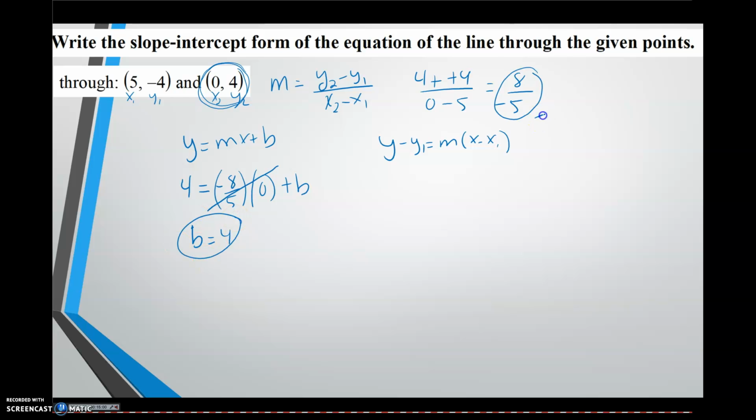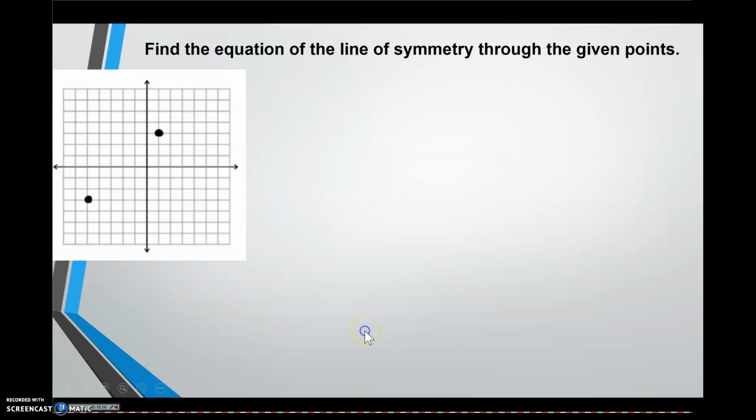So now I'm going to use my slope and my y-intercept to write the equation of my line. y is equal to negative 8/5 x plus 4. So all of this is things that you have learned before, the slope, perpendicular, and equation of a line. So now we're going to put it all together.